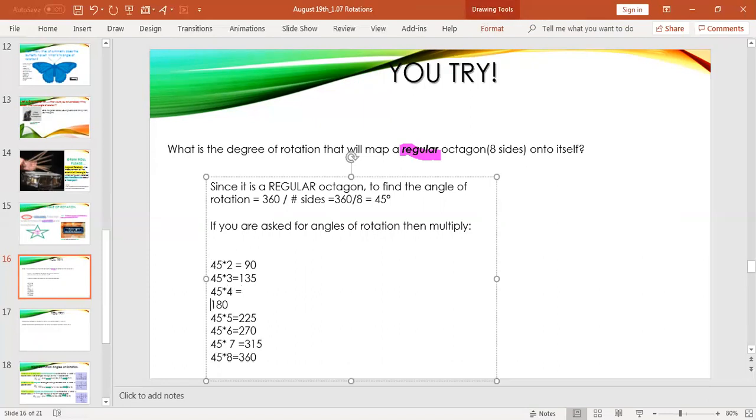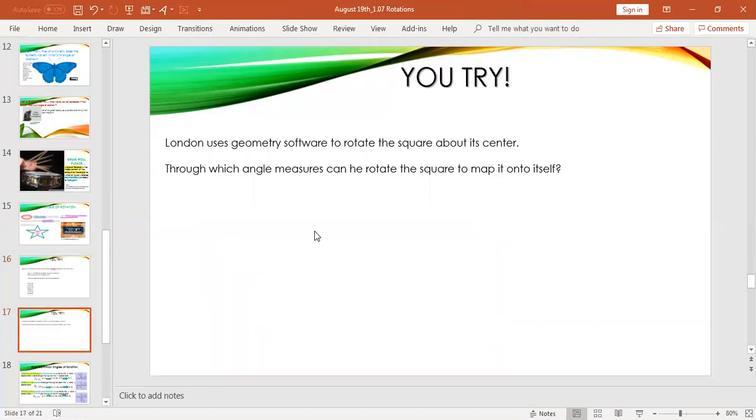All right, so that should take care of that. Hopefully that helps you. London uses geometry software to rotate the square about its center. Through which angle measures can you rotate?